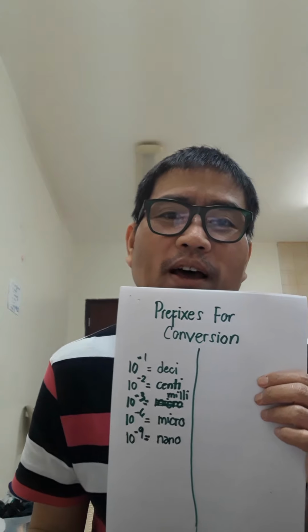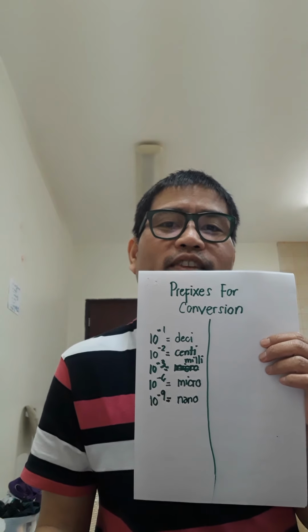So that's why we have 1 nanometer and so on. That is 10 raised to the power negative 9.